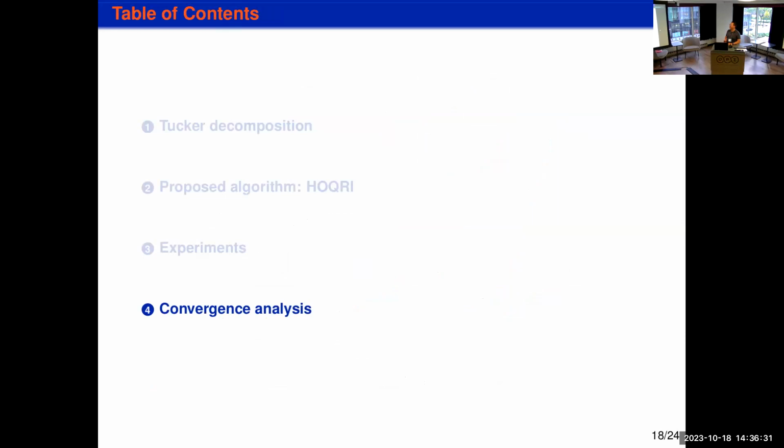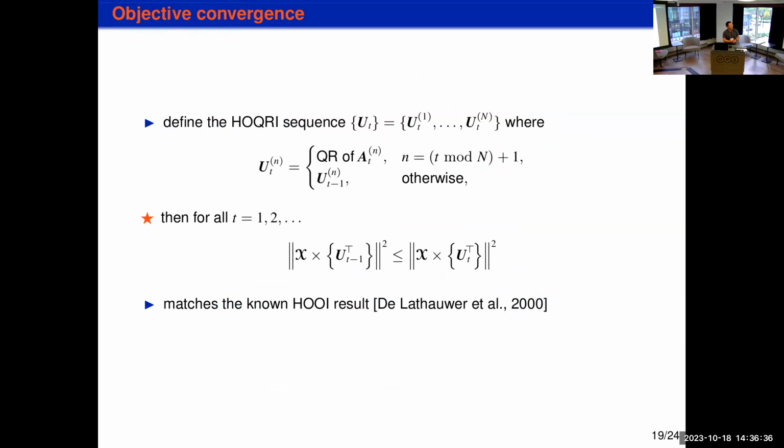Okay, I'll just very quickly go through the convergence proof. First, a basic result, to match the known HOOI result, which is that iteratively you're going to improve the objective.